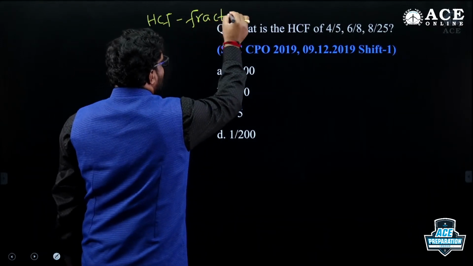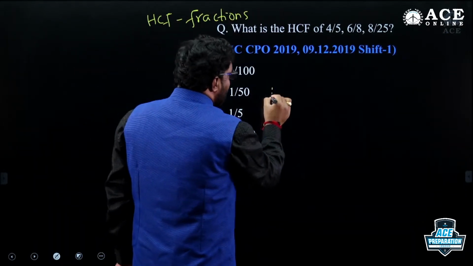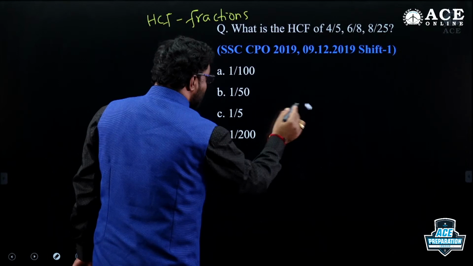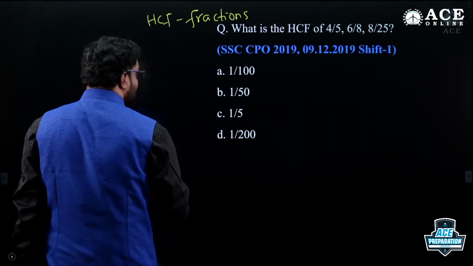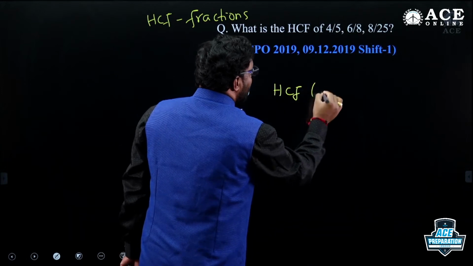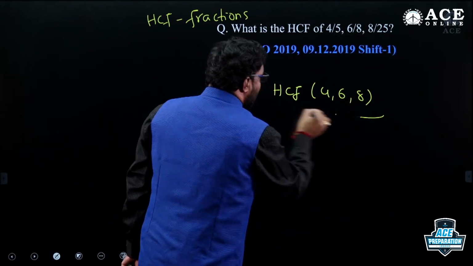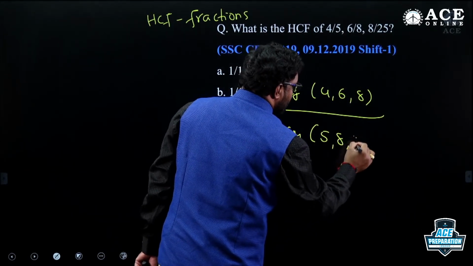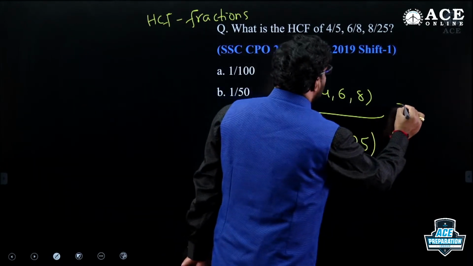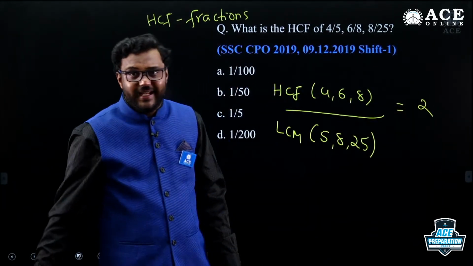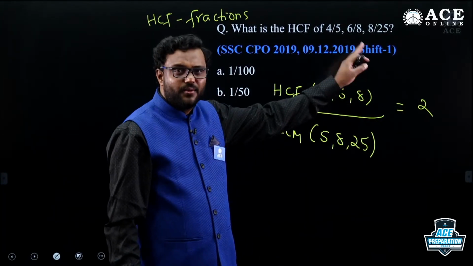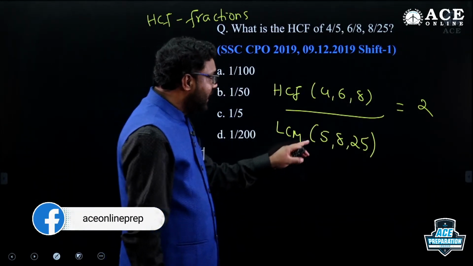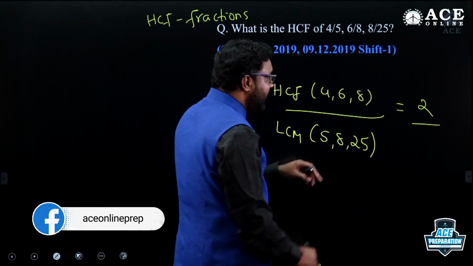Here what you should do, when you want to apply HCF for the fractions, my dear friends, you should apply HCF for numerator values and LCM for denominator values. Numerators are 4, 6 and 8, and the LCM for the denominator values 5, 8 and 25. Right. So guys, when you do HCF, we can clearly understand it's 2. 4, 6 and 8: 2 square, 2 into 3, 2 cube. The common prime involved in all is 2 only. Least power is 2.